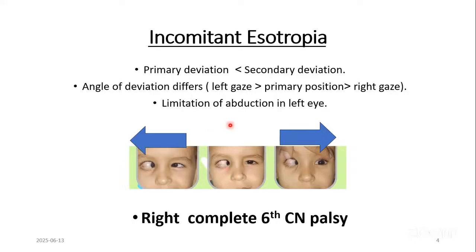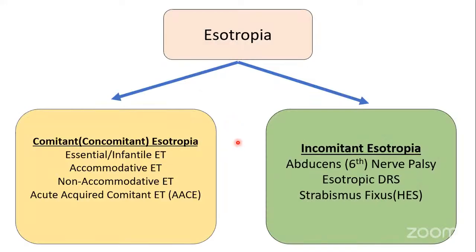So this is regarding incomitant esotropia. Here again, the same thing I have already said: comitant, incomitant. You need to remember this. Whenever anyone asks you about a case of esotropia, always remember to divide into comitant and incomitant, and under each one, you will enumerate the specific causes of esotropia.